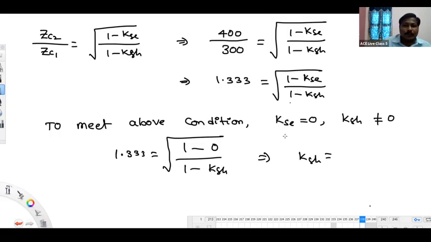So it will come to about 0.4375, so 43.75% of shunt compensation we have to provide. We have to assume KSC is 0 to satisfy this equation, where this number is greater than 1. If you take KSC non-zero, then this value will come less than 1, which is not satisfying. So definitely we should go for KSC equal to 0. Then only this ratio will come greater than 1 according to the requirement.